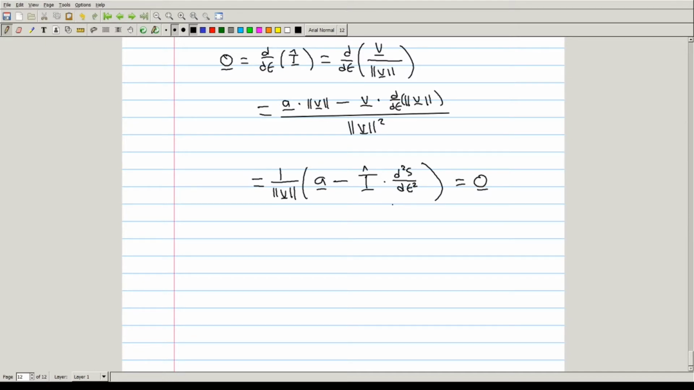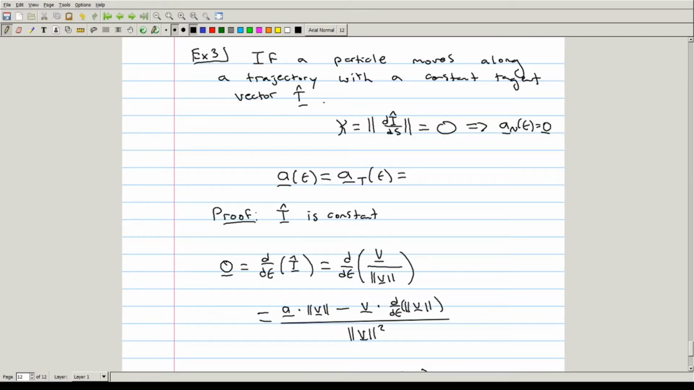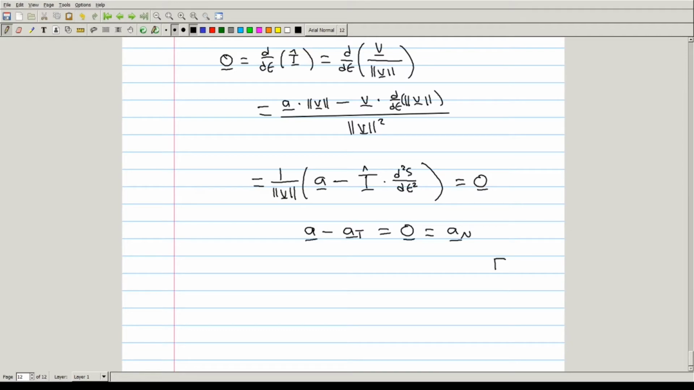Remember that this expression right here is the same thing as the tangential component of acceleration. So what we've shown is that a minus the tangential component of acceleration is equal to the 0 vector, or this is just the normal component of acceleration, is equal to the 0 vector. This is an alternative way of proving this. But what that means is essentially that we have that the curvature is 0, and we have essentially rectilinear motion, so straight line motion.